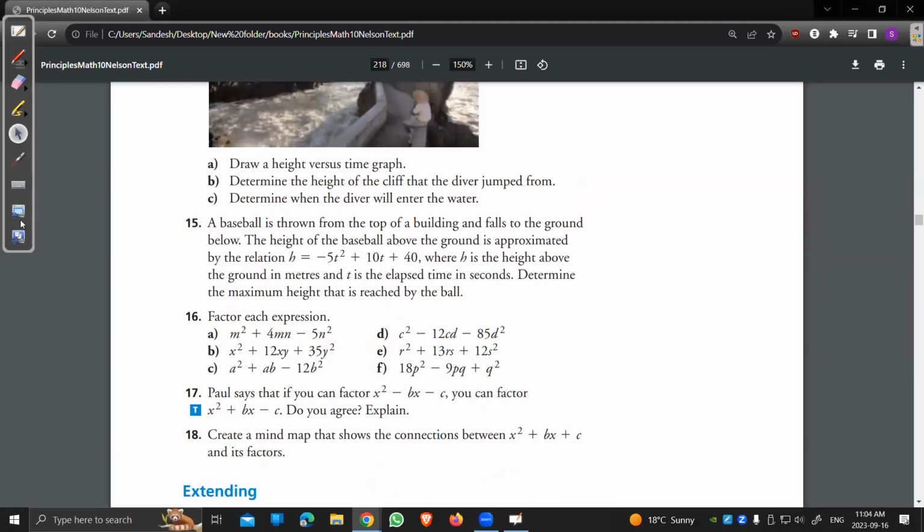All right, so we were doing some factoring last time. Let's just pick it up from where we left off. I'm trying to find some interesting questions here. Look at question 16. What do you notice about all of these questions? There's 6 of them, A to F. What's the trend?